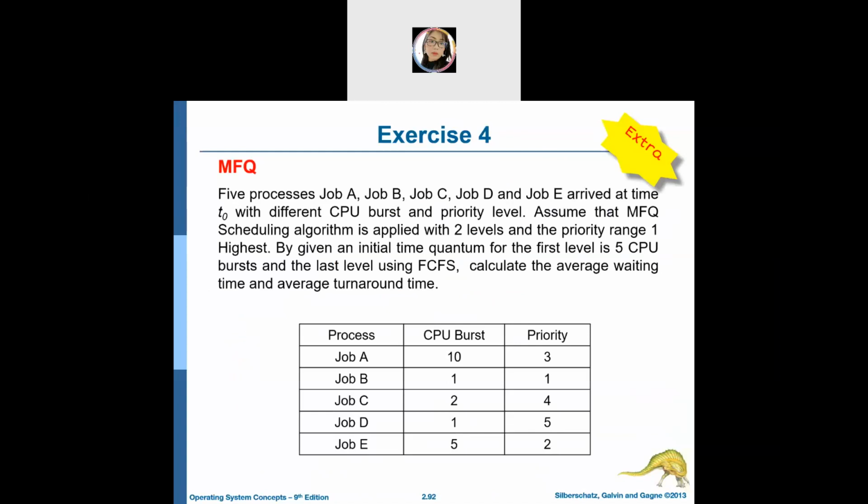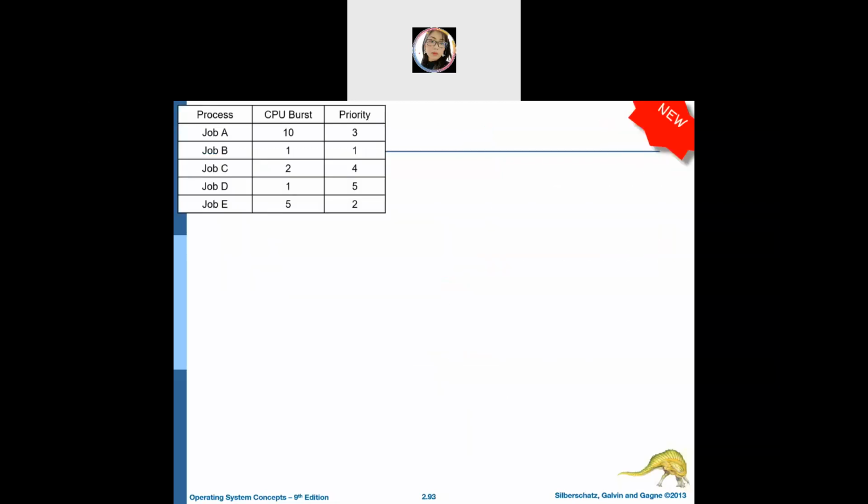Okay, let's see exercise 4. We are nearly at the end. Let's see the exercise first. You have 5 jobs altogether, but they are given different CPU bursts and also priorities. There is no similar priority, but it's mentioned to assume that MFQ scheduling algorithm is applied with 2 levels and the priority range with 1 the highest. So given an initial time quantum for the first level of 5, so it gives you 5 CPU burst, and the last level using FCFS, so the last one will be job D. Calculate the average waiting and turnaround time. So let's see how we're going to draw.